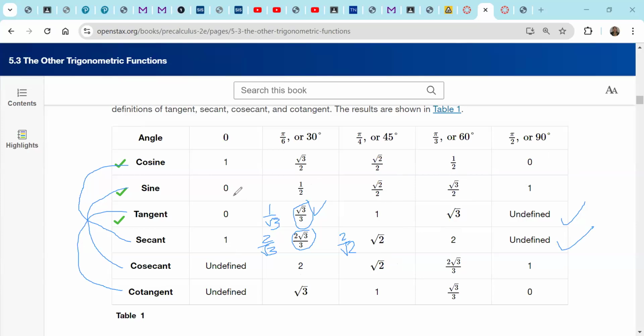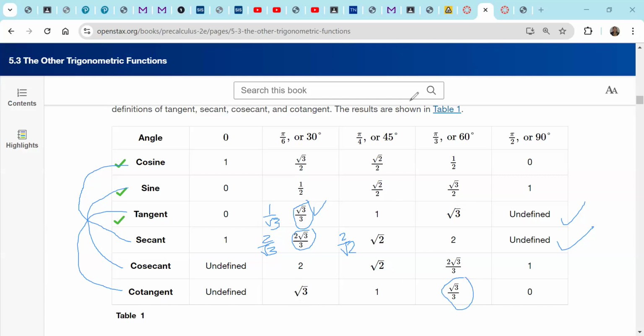Cotangent is the flip over of the tangent. So this is 1 over 0, undefined. A flip over of this will be 3 over square root 3. You rationalize to get this number, 1 over 1. And then flip over of this is 1 over square root 3. You rationalize to get this number also, square root 3 over 3, and then the 0.